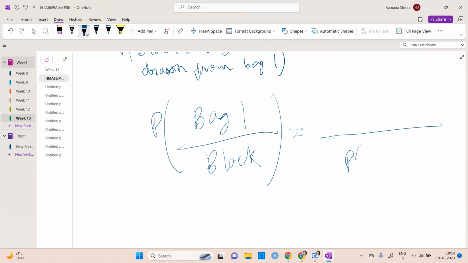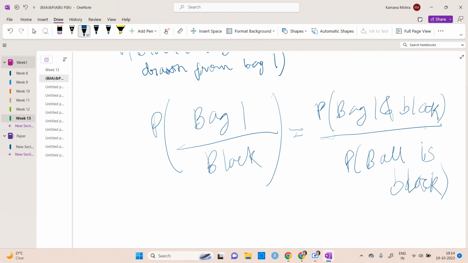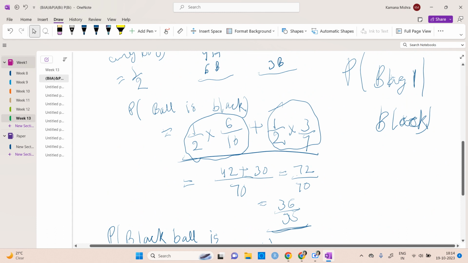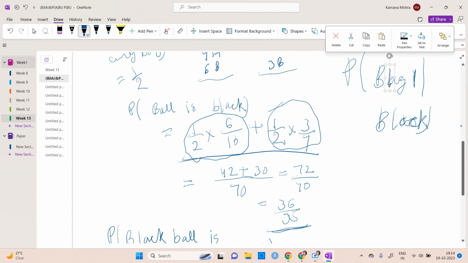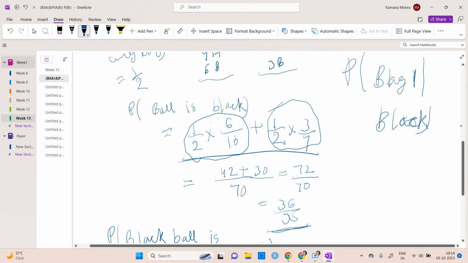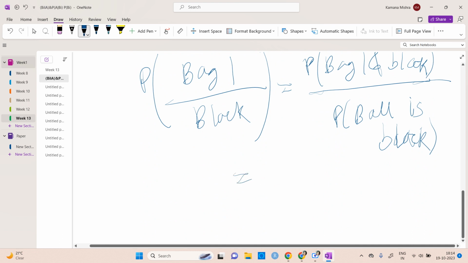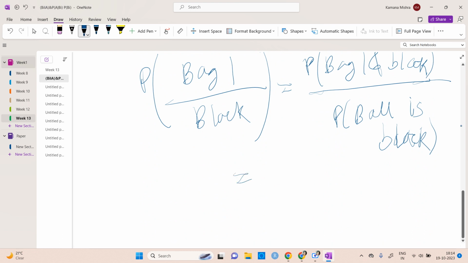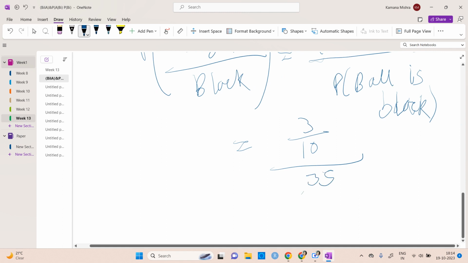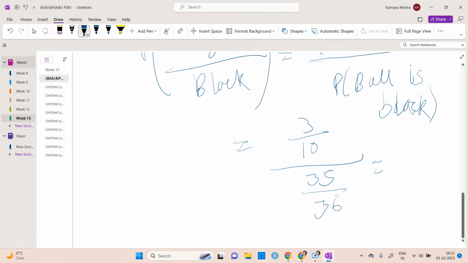Below we see the probability that the ball is black, and above we take the intersection, so bag 1 and it is black. Bag 1 and black gives 3 upon 10, so this will come in the numerator. In the denominator we have already found the ball is black, which was 35 by 36, right? So it would be 36 into 3 divided by 10 times 35, and then you can find the answer.